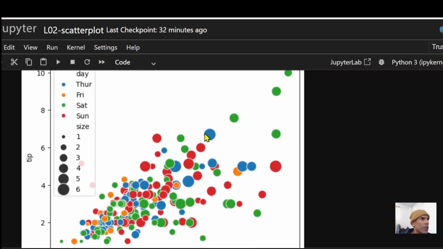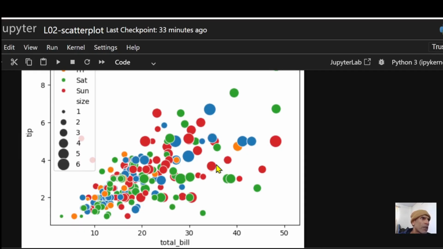So let's look at this right here. This is telling me that this data point is for Thursday, and there were six people in the group. This one right here is for Saturday because Saturday is green, and this represents, I would say, four. So there were about four people in this group. This way you can get a little idea.